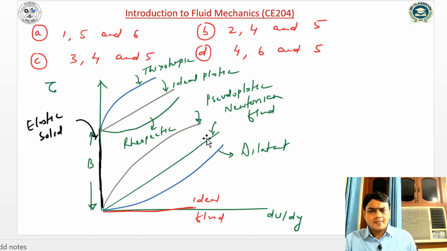So Newtonian, elastic solid and ideal fluid will be 4, 6 and 5. So D option is correct.